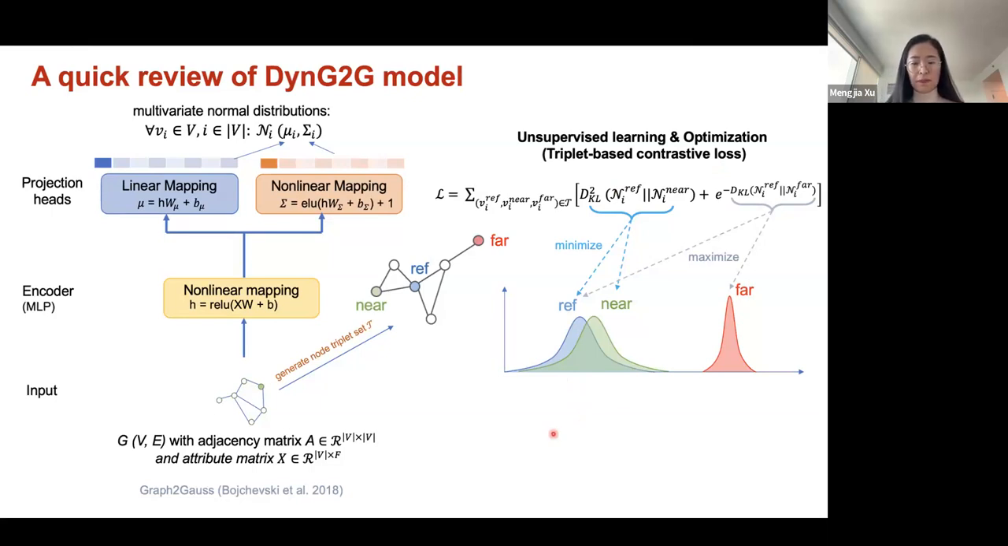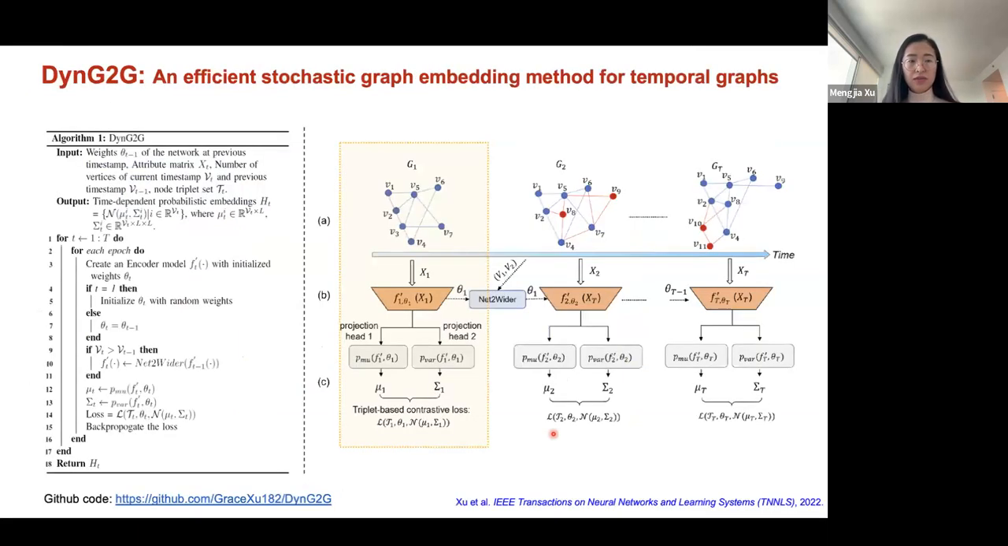Okay, so this is how to learn a static graph, and now we want to learn a temporal graph. Based on this static graph embedding, we extended it to a temporal graph. This is our paper in 2022, and our GitHub code link is shown here. This is the algorithm we developed based on the static graph embedding approach. And how can we learn temporal graph embedding? Basically, this is a very simple extension.